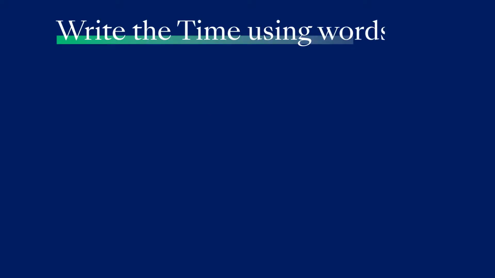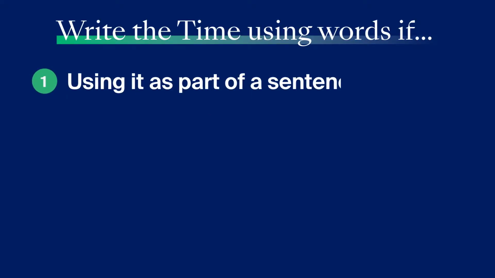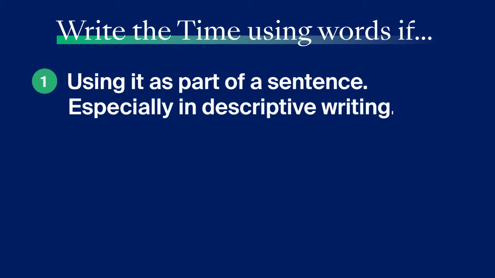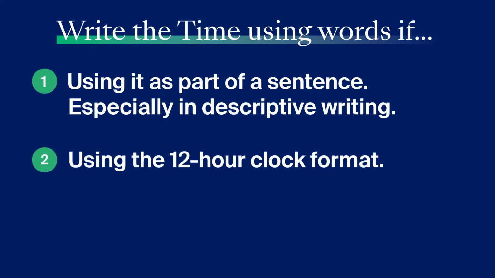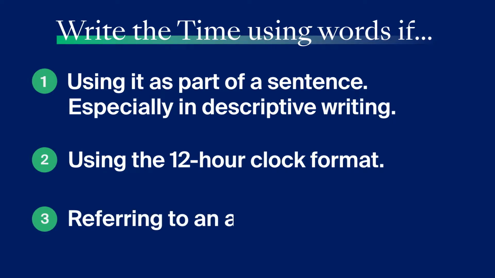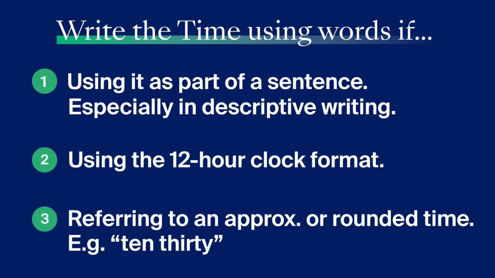You should only ever write the time as words if you are using it as part of a sentence, especially in literary or descriptive writing, using the 12-hour clock, or you're referring to an approximate rounded time. In most cases, numerals are the clearer option for communicating the time, particularly in scientific and technical writing where clarity is vital.